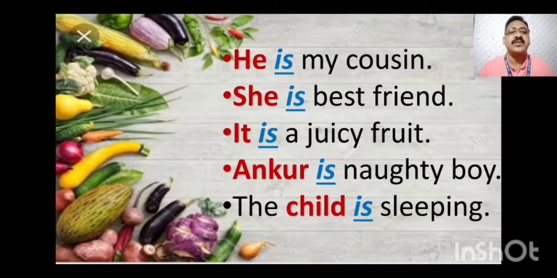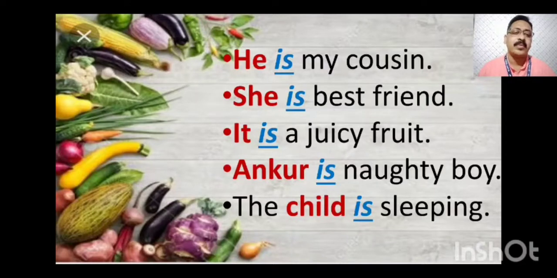Next comes is. He is my cousin. She is my best friend. It is a juicy fruit. Ankur is a naughty boy. The child is sleeping. Here all the red color subjects, he, she, it, are singular pronouns. He, she, it are all singular pronouns. You can see when the pronoun is singular, we use is there.